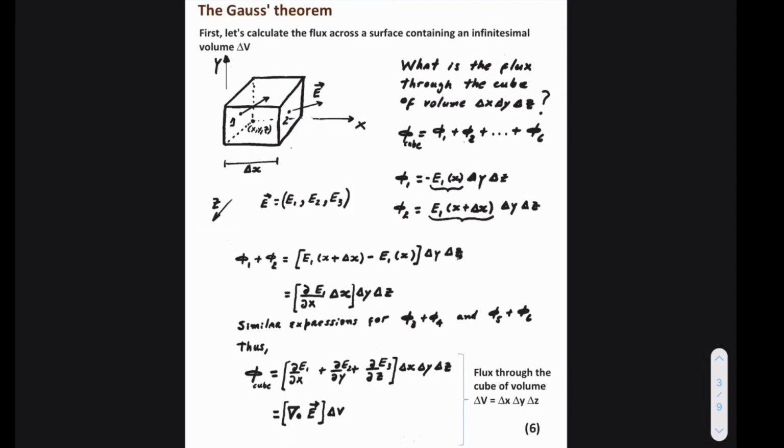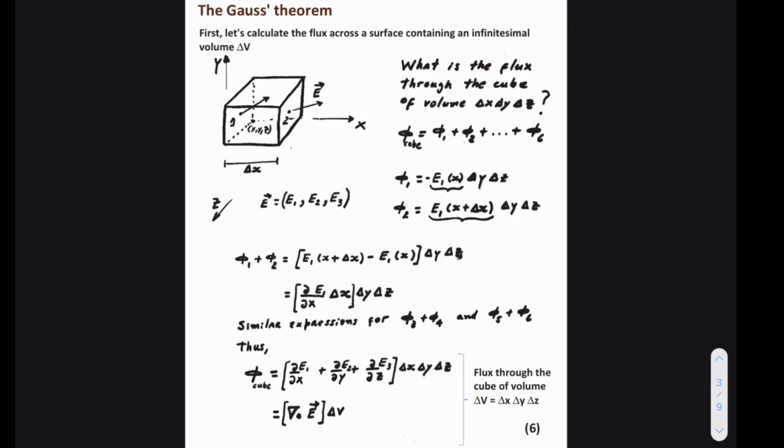Then the volume of this cube will be simply delta x times delta y times delta z. Now we want to find out the flux of the vector field E through this small cube. We know that a cube has 6 faces. So the total flux through this cube would be a summation of fluxes through all 6 surfaces. So let's calculate these fluxes one by one.